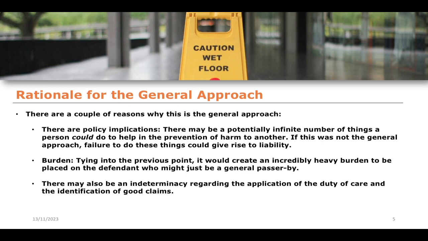And so these are all the reasons why, generally speaking, the failure to perform an action which could have prevented someone from being harmed is not a basis for giving rise to liability. It is only in exceptional circumstances, where it is very clear that an omission could lead to liability, that we see an omission actually give rise to said liability.